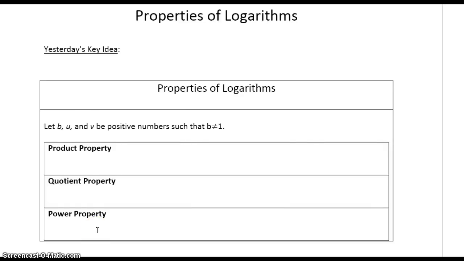All right, today is properties of logarithms. I love this section. Maybe you'll like it as much as I do by the time we get to the end. So let's first talk about what you should already know.